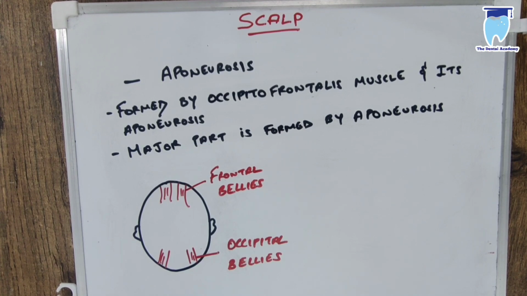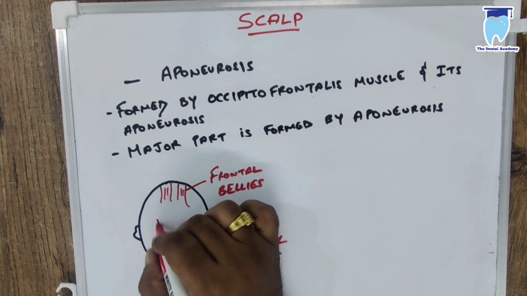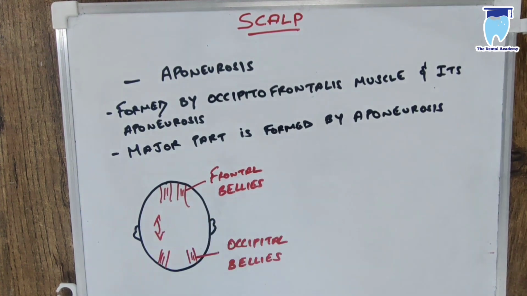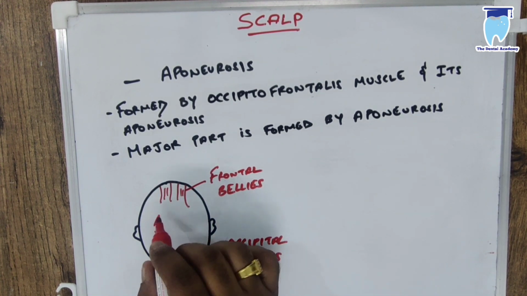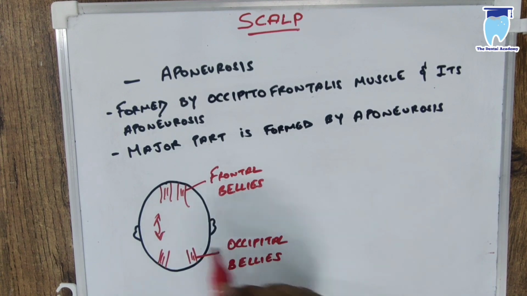So wounds of the scalp do not gape until cut transversely. In this direction there is a lot of tension created by the aponeurosis. The wounds will not gape because this part is stretching and this part is stretching. If we cut it transversely, the wounds can cause gaping of the aponeurosis.